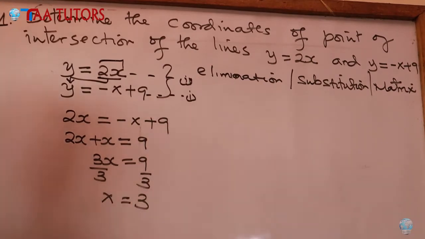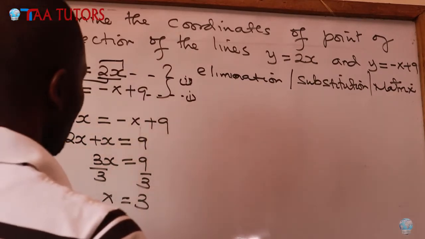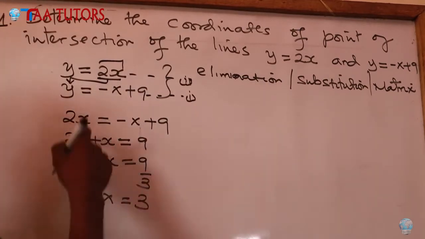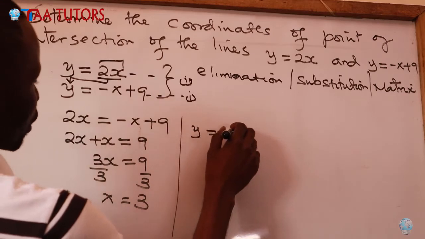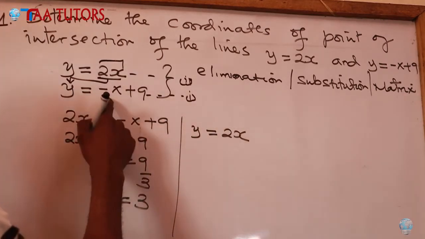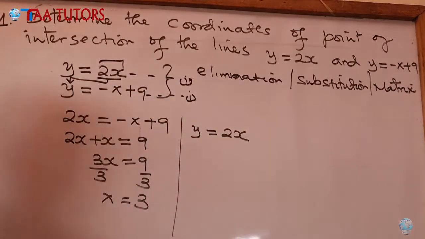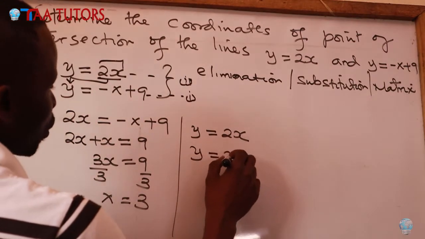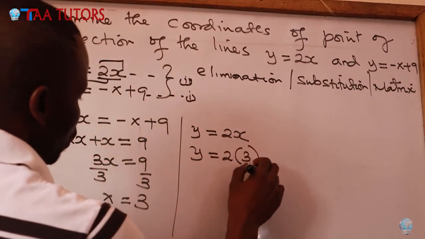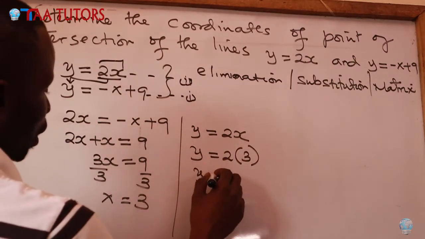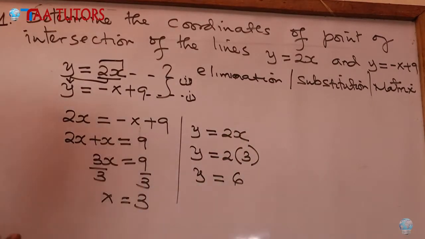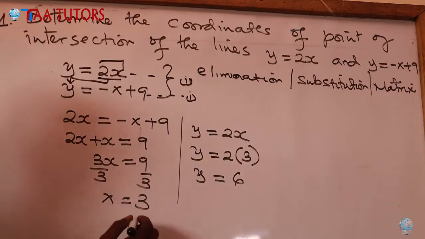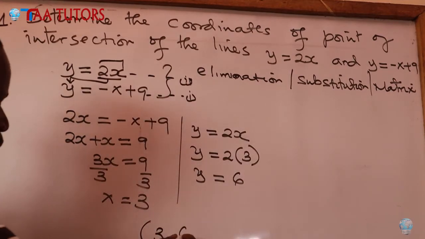Now after getting the x coordinate of this point, I will go on to get the y coordinate. Y is equal to 2x or y equals negative x plus 9, so whichever one you want to use. I'll say y will be equal to 2 times x, which is 3. So y in this case is 6. Remember, we have just solved a simultaneous equation, but for us to write the coordinate, we really have to say the coordinate must be written this way: (3, 6).